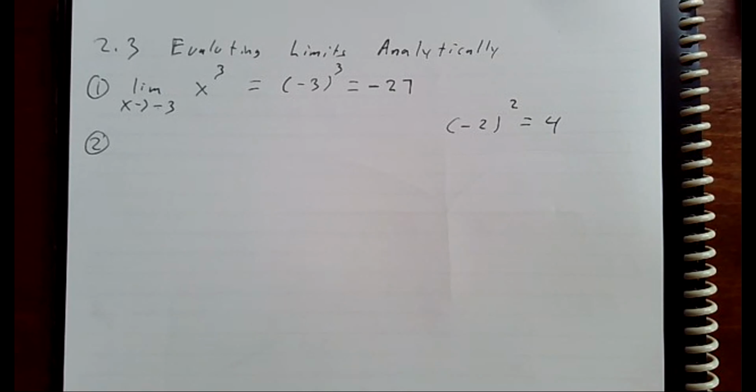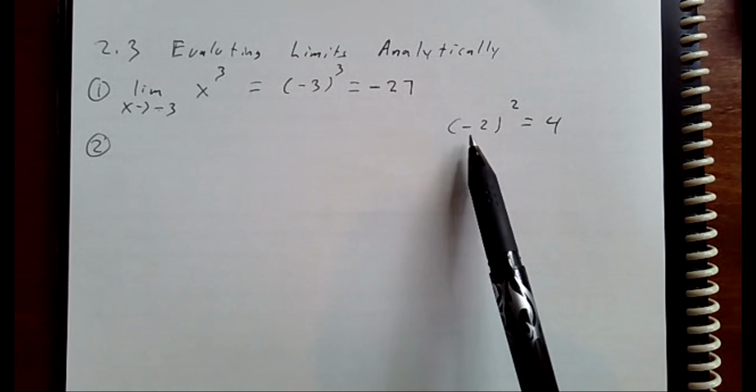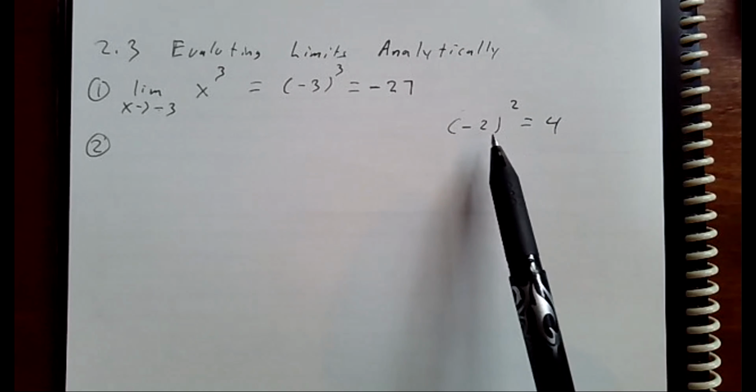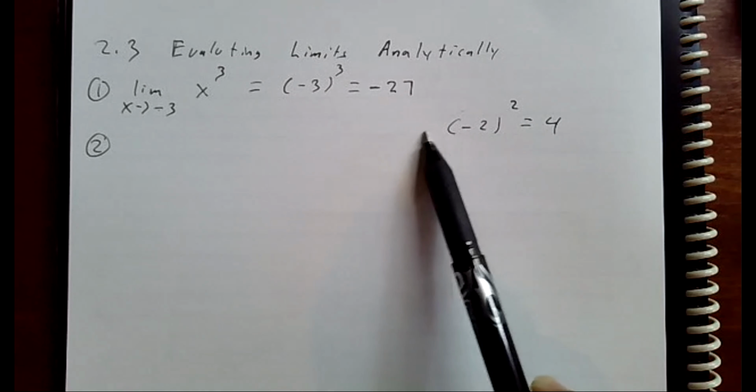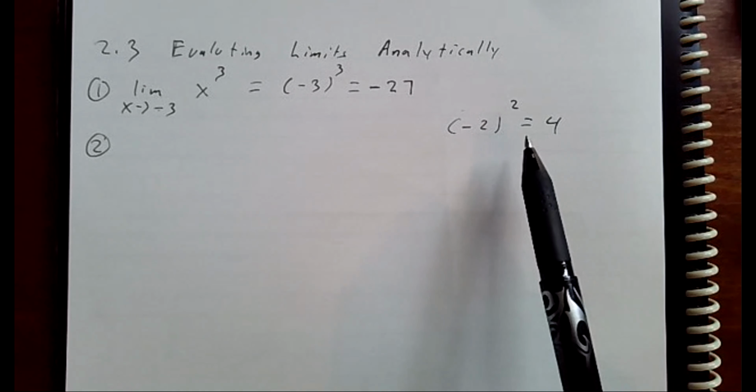Yeah, but that's what I was saying though. I know it's 4, but when I plug it into my calculator, it comes in as -4. It's because the parentheses must be around the -2. If you put the negative out here, it would turn out to be -4. Okay, that makes sense.